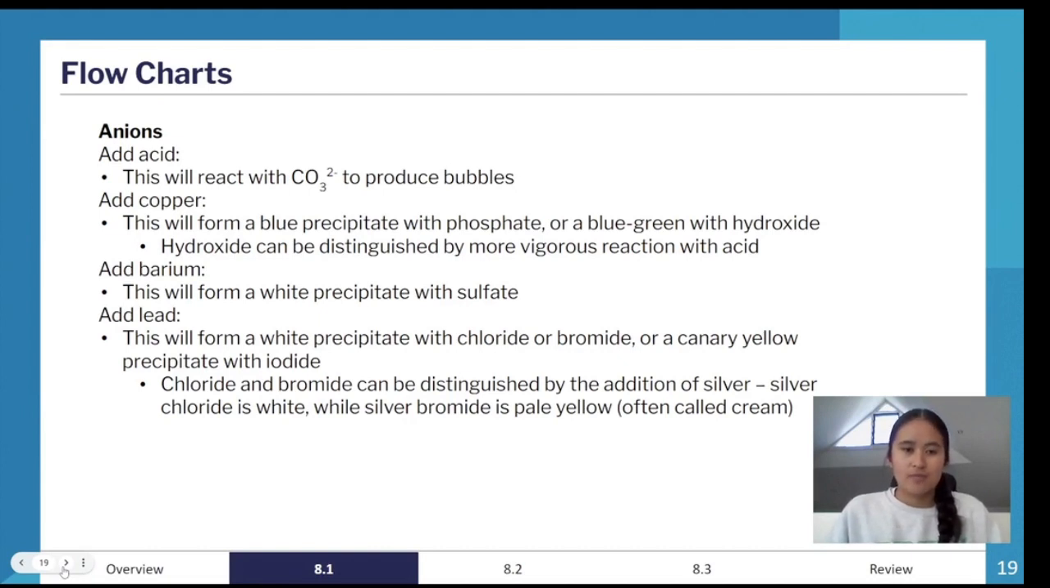For barium, it'll form a white precipitate with sulfate, and lead, as I said before, a yellow precipitate with iodide, and a white precipitate with chloride or bromide. And then, if you're choosing between chloride or bromide, there's a cream-colored precipitate when added to silver when it's bromide, and silver chloride is white. So again, you just need to keep adding stuff until you narrow it down to one last one.